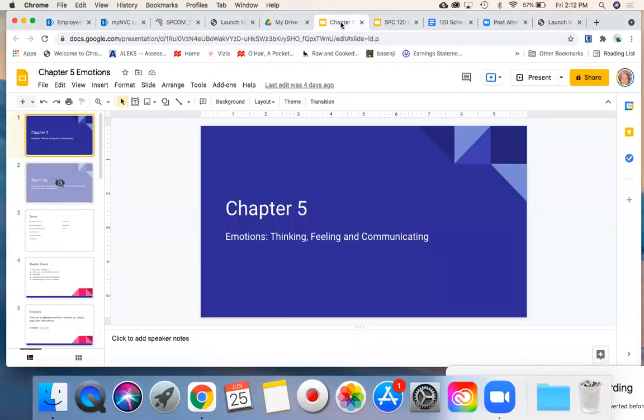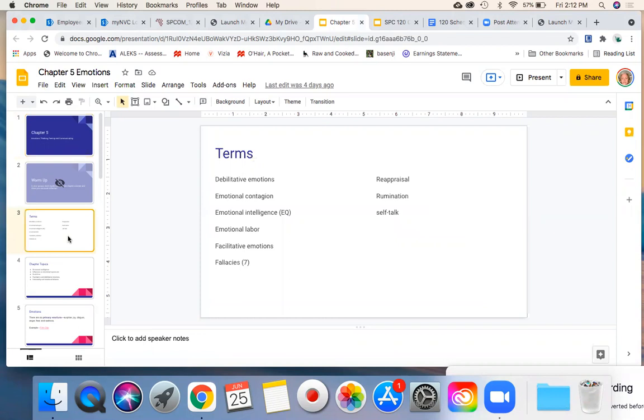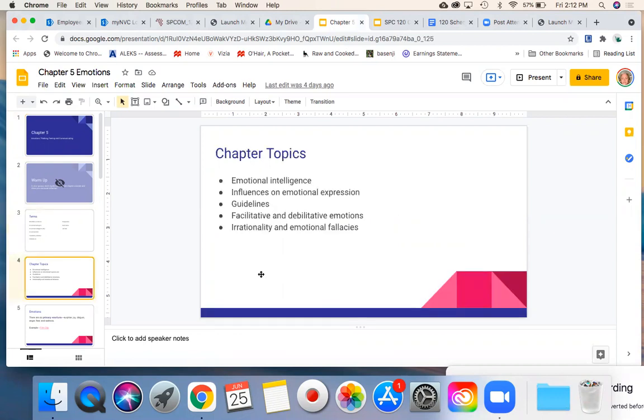Okay, chapter 5. Okay, so these are the things that we will talk about: debilitative emotions, emotional contagion, emotional intelligence, emotional labor, facilitative emotions. There are 7 fallacies, and reappraisal, rumination, and self-talk. So the main features that we will unpack are emotional intelligence, the influences on emotional expression, the guidelines, facilitative and debilitative emotions, and irrational and emotional fallacies.